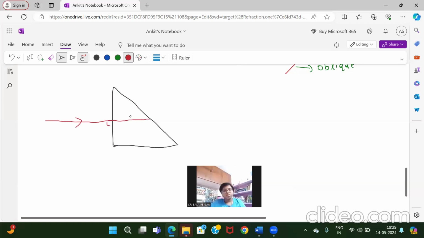But see, now this is not a normal incidence. You will draw the normal. This is 90, it is making some angle with the normal. Clear? Understood? Yes, sir. Always draw the normal. Normal is perpendicular to the surface. Wherever our light is striking, always draw the normal. Now tell me, this is 45, this is 90, then how much is this? 45. The total is 90, so this is also 45.